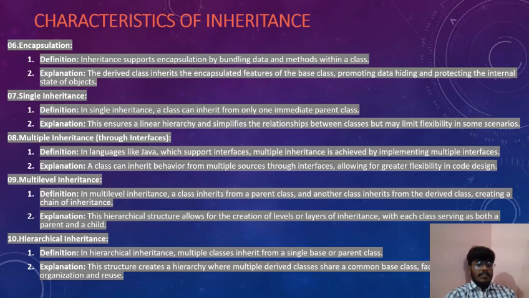The next, multi-level inheritance. In multi-level inheritance, a class inherits from a parent class and another class inherits from the derived class, creating a chain of inheritance. This hierarchical structure allows for the creation of levels or layers of inheritance with each class serving as both parent and child. Hierarchical inheritance is when multiple classes inherit from a single base or parent class. This structure creates a hierarchy where multiple derived classes share a common base class, promoting organization and reuse.